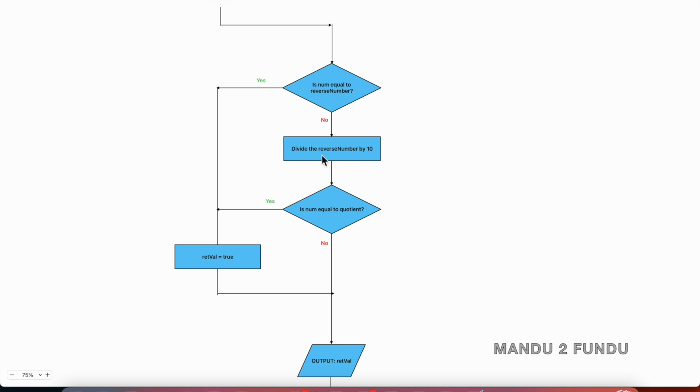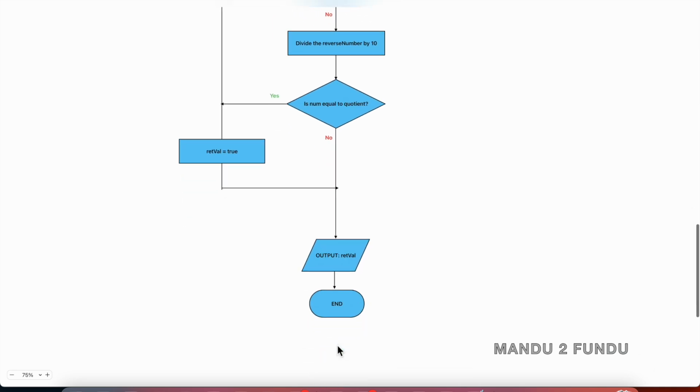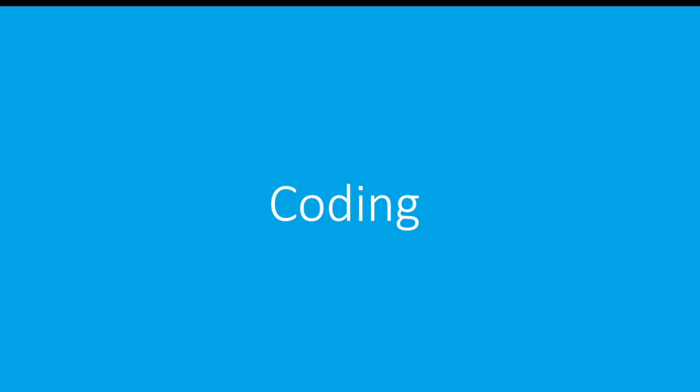Otherwise, we remove the least significant digit in the reverse number. This is for the case where the number of digits is odd. Okay, we remove the least significant digit from the reverse number and then compare that with the input number. If they are equal, then we return true. Otherwise, we return false. Let's move on to coding.